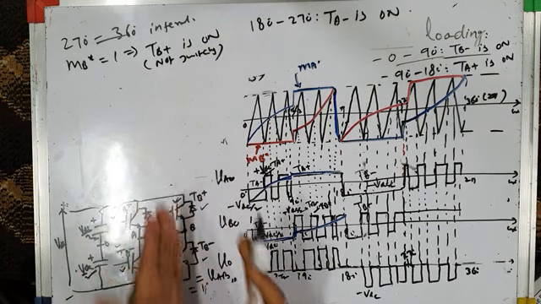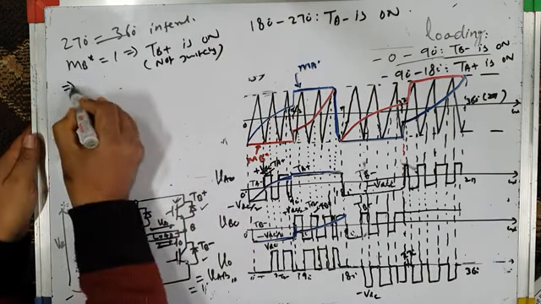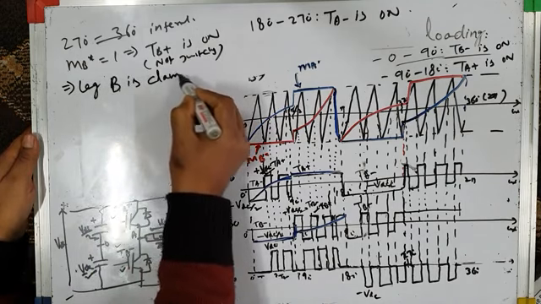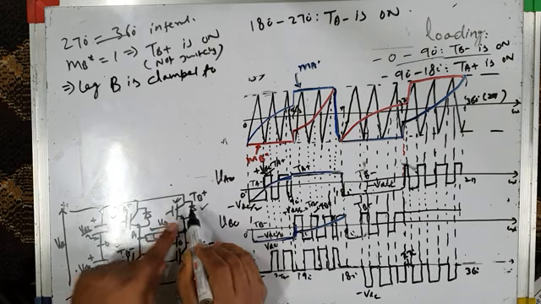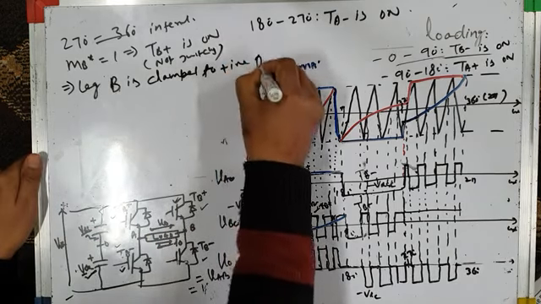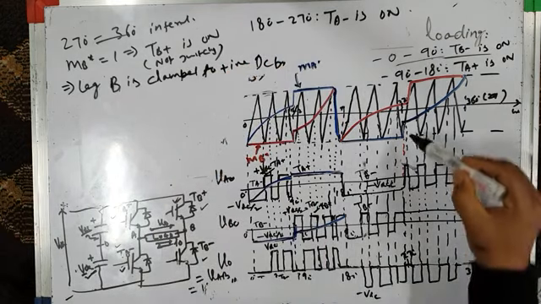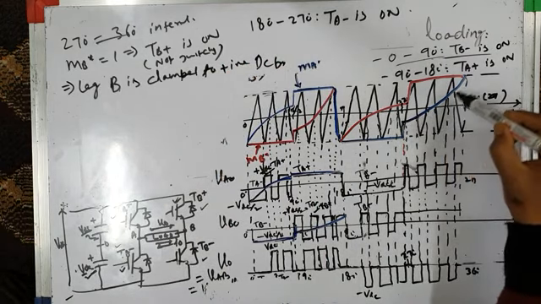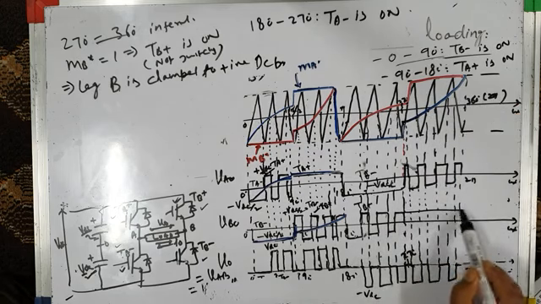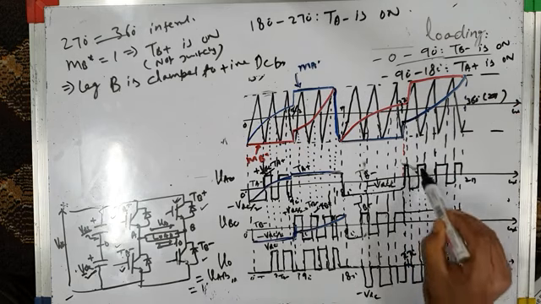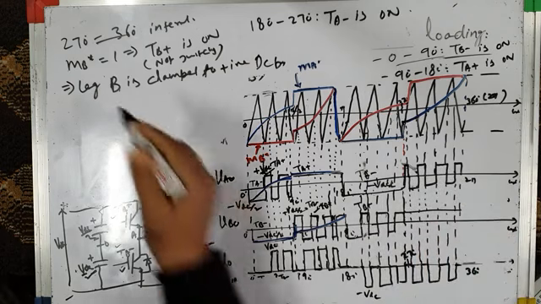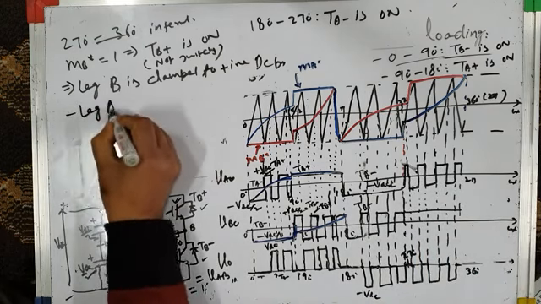It's on. That means leg B is not switching. It is clamped to the positive DC bus. Since the upper switch is on, leg B is clamped to the positive DC bus. Whereas you can see leg A is switching. Leg B gives pole voltage plus VDC by 2. Leg B is not switching, but leg A is switching: plus VDC by 2, minus VDC by 2, plus VDC by 2. Leg A is switching. So I will write leg A is switching.